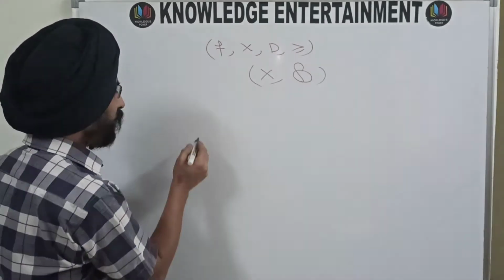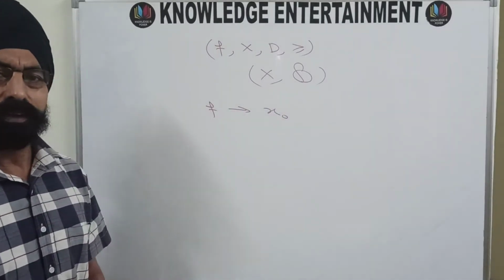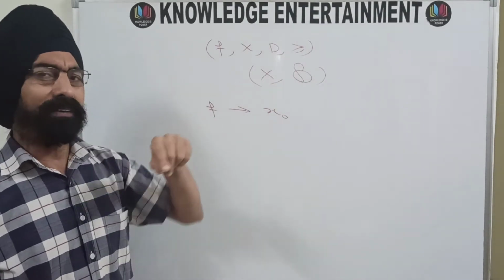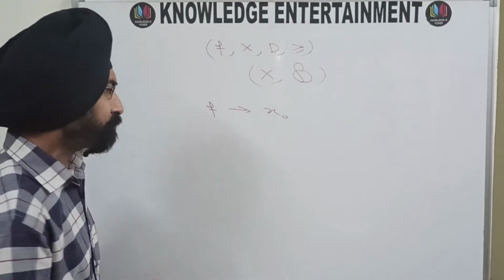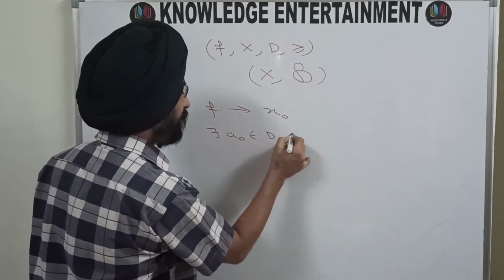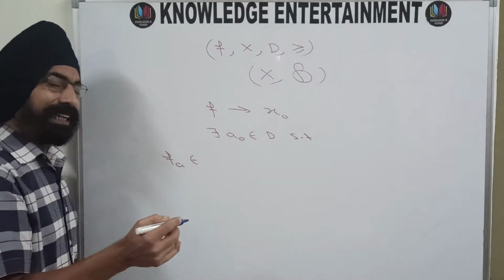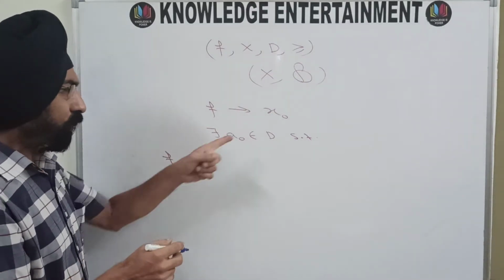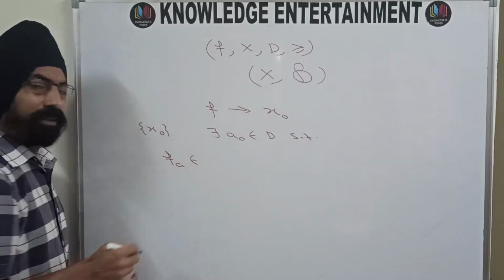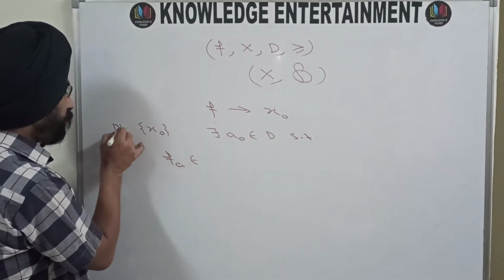So if you want your net f to converge to a particular point x naught, then by definition of convergence of nets, there should be some a naught in D such that your f(a) must be in every neighborhood. So here I am taking the smallest neighborhood, the singleton set {x naught}. This is also a neighborhood of x.